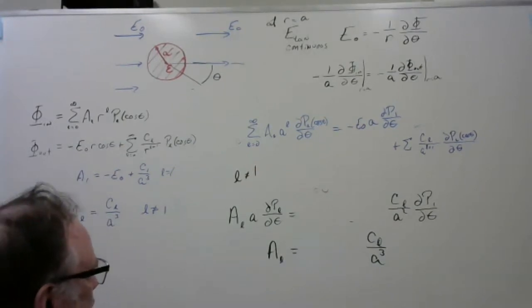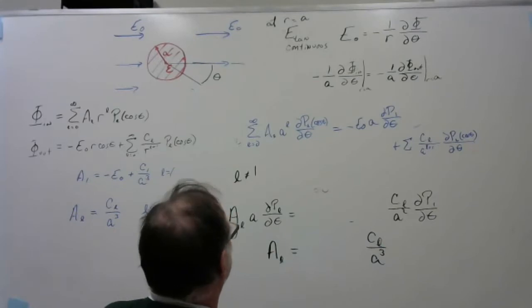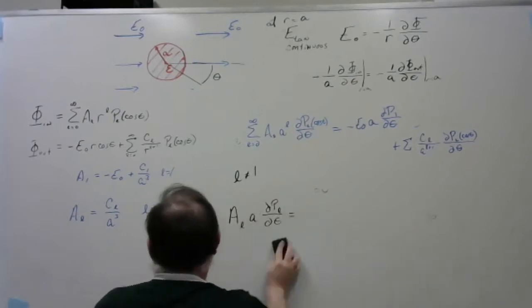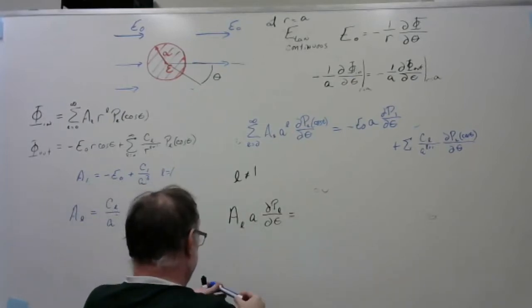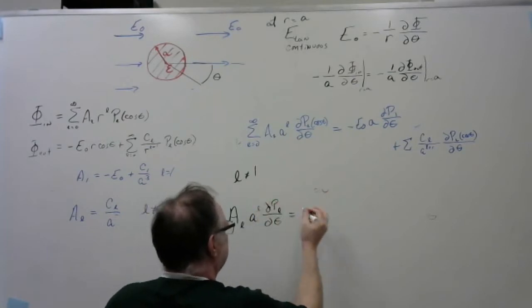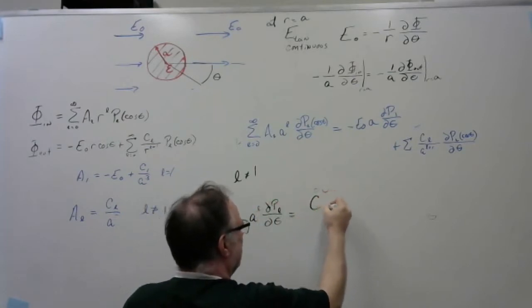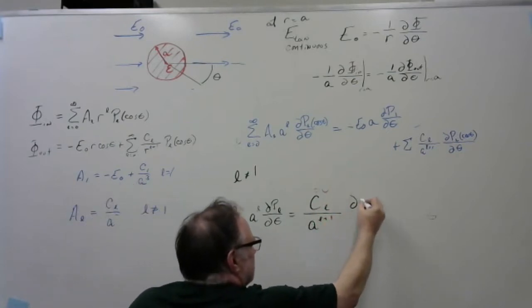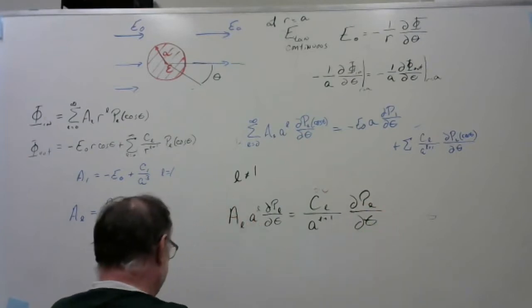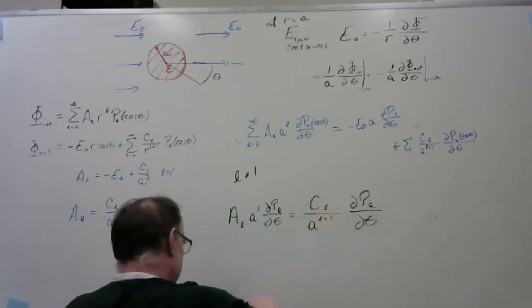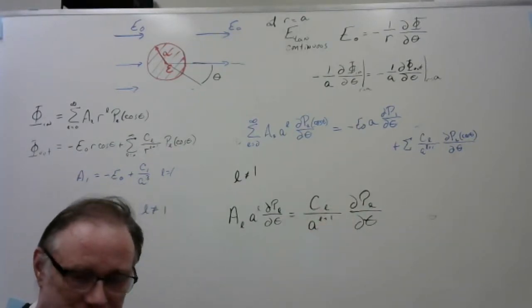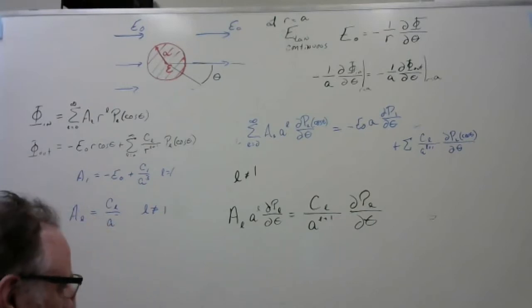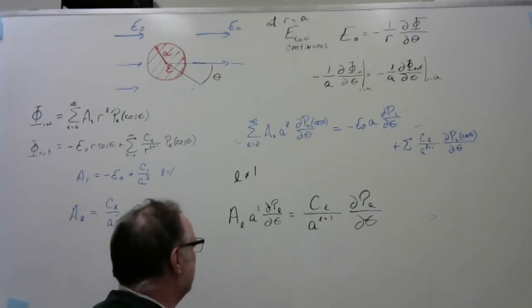Oh, I did that wrong, didn't I? Sorry. I can't divide right. I gotta fix that. This is A to the L. This is equal to CL divided by A to the L plus 1. There we go. I jumped the gun. Oh, right. So now I gotta let you guys catch up.